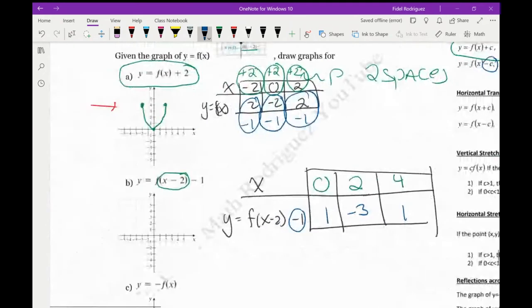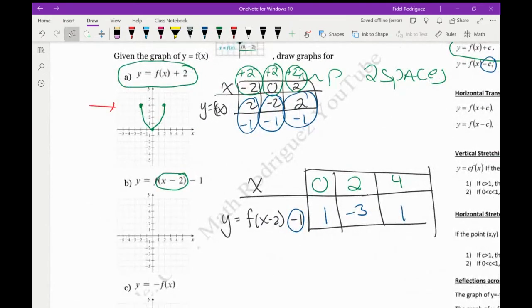Perfect. And then here, y'all, I'm going to go ahead and plot those points. So I'm going to do it in red. So 0 and 1 is right up here. 2 and negative 3 would be down there. And 4 and 1 would be right here. There's my graph. So we moved it to the right 2 spaces and down 1.